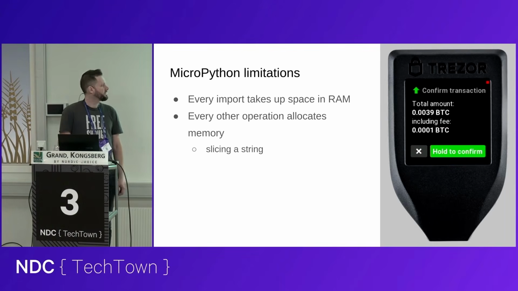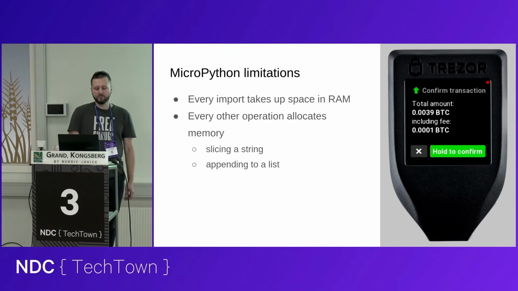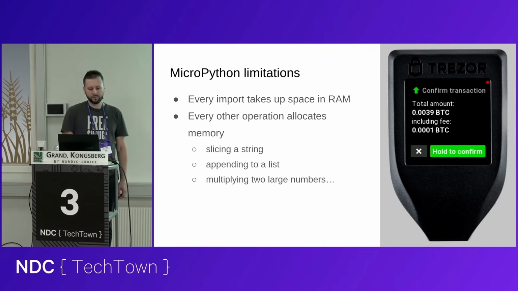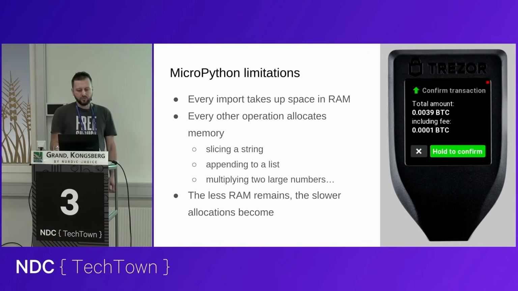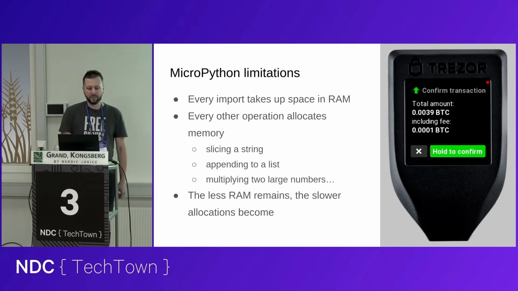For instance, if you do a string slice, that's a copy of the string. If you append to a list, of course, that can allocate. And funnily enough, if you make a number that's large enough, that also allocates. So just multiplication, increment by 1, all new allocation. And due to how the memory management is implemented, the less available RAM you have remaining for allocation, the slower it gets. So we need to get some speed here.